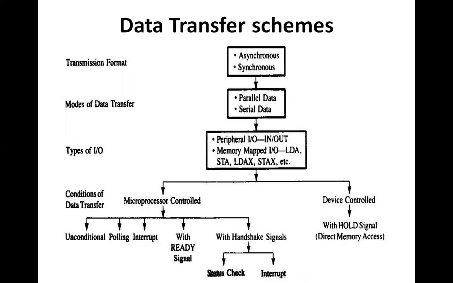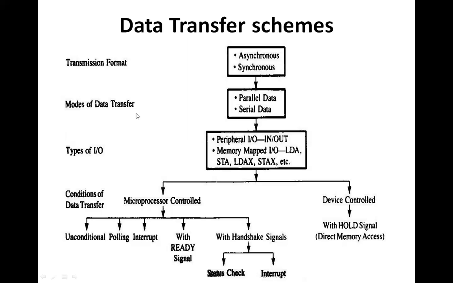Now, the meaning of synchronous data transfer and asynchronous data transfer is very simple. Synchronous means at the same time, and asynchronous means at other time. First of all, we will explain the classification and then we'll take the individual data transfer scheme. So based on transmission format, we have two schemes, asynchronous and synchronous data transfer scheme.